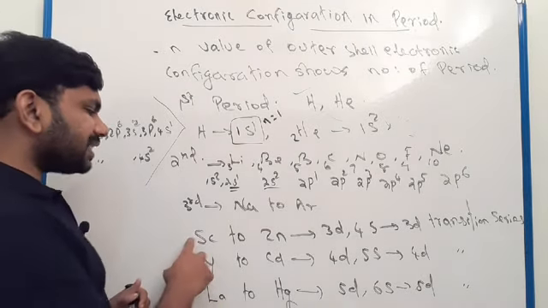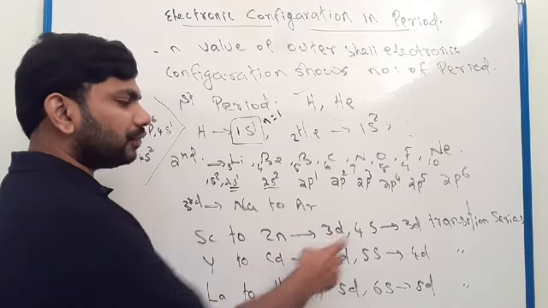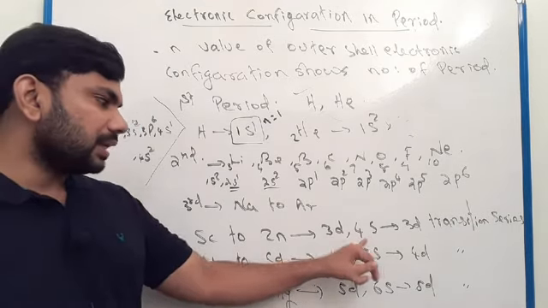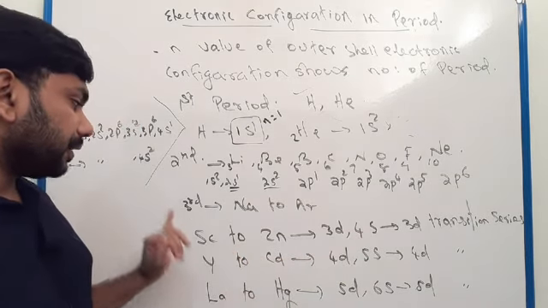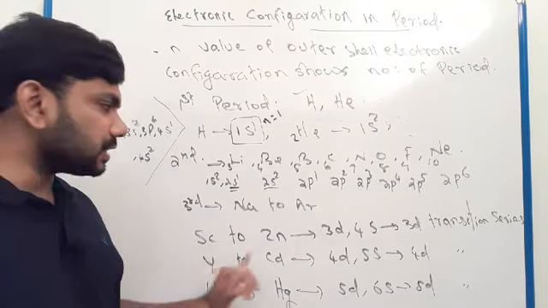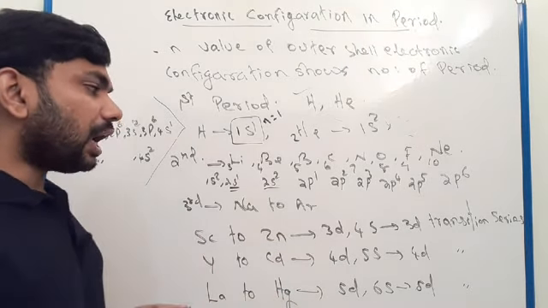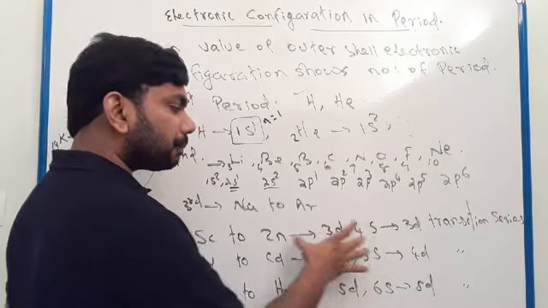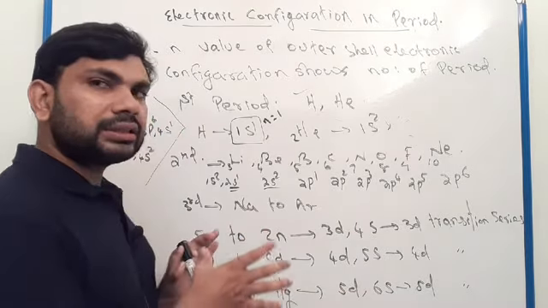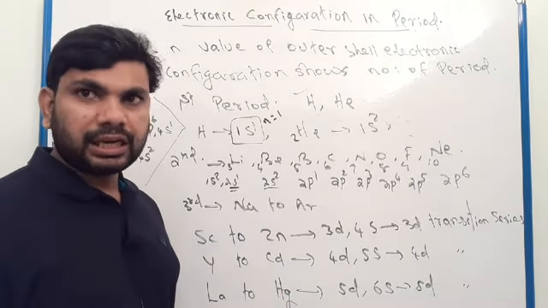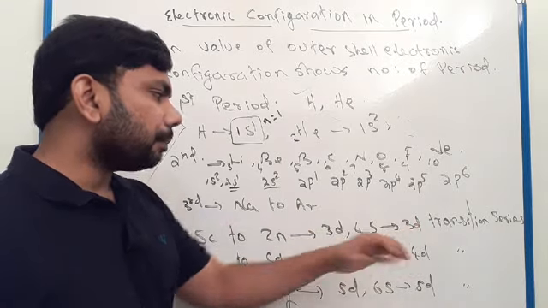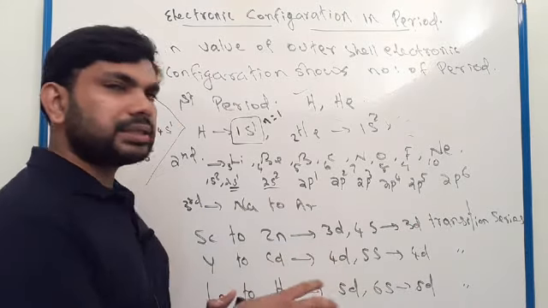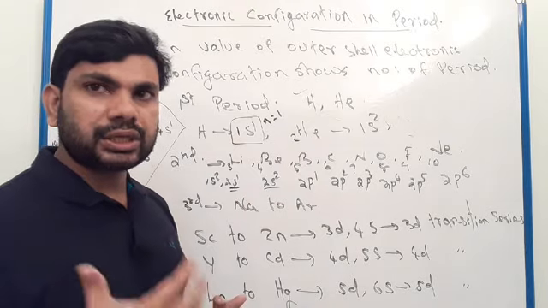Scandium to zinc: the outer shell electron configuration will be 3d 4s. This is the first period in transition elements, with outer shell electronic configuration 3d 4s. That's why these elements are called the 3d transition series, because the outer shell electrons are 3d 4s.